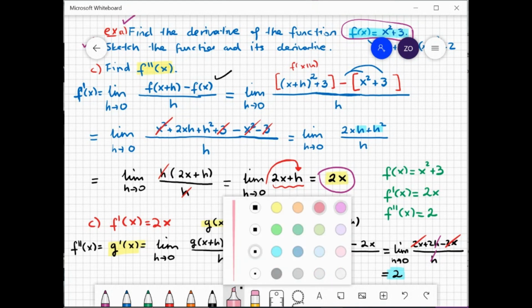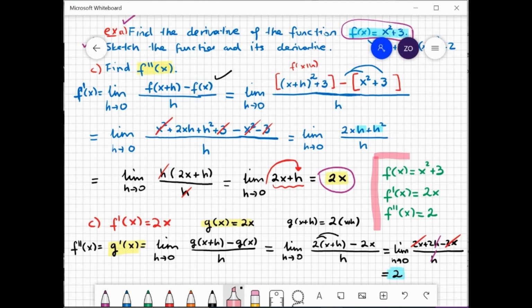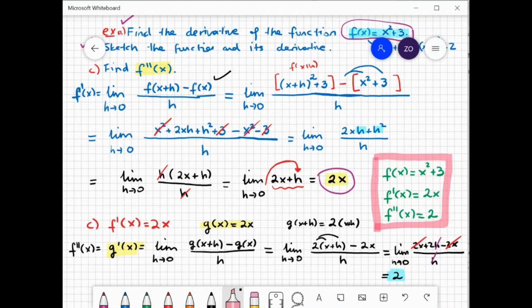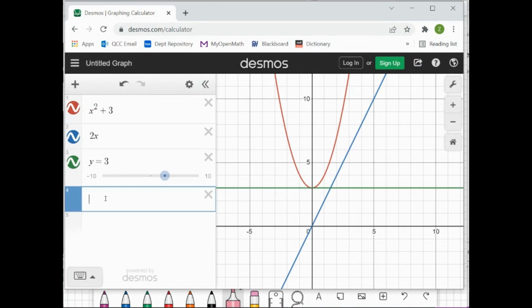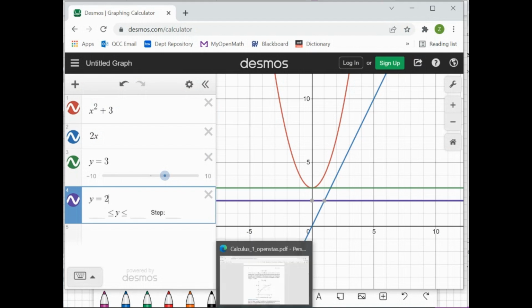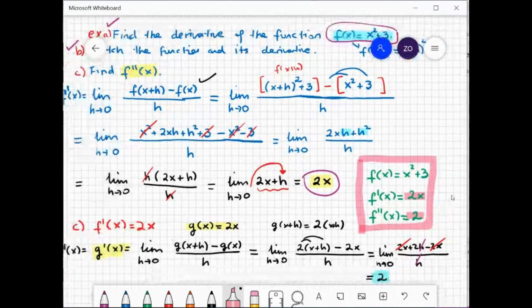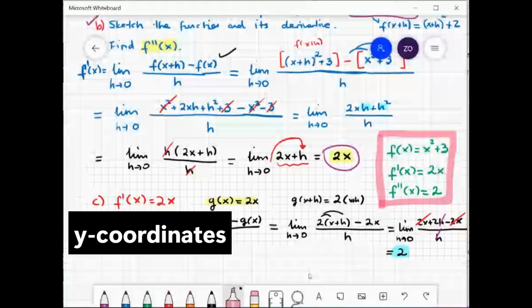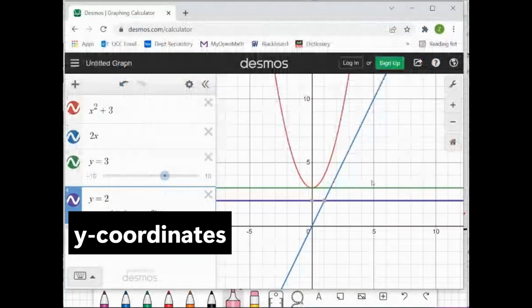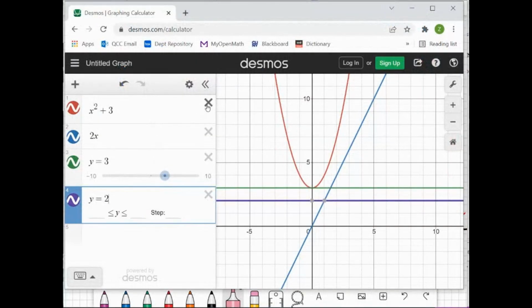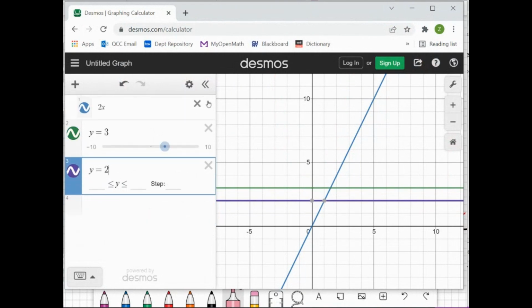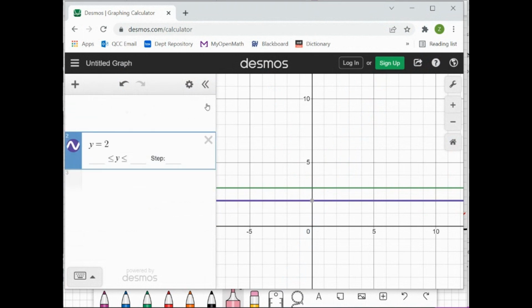Okay, so let me highlight these and let's graph both. And we would like to also graph the constant function 2, y equals 2. So this is what we found. We found that the second derivative is 2. So let's just graph it. The only thing is I will just get rid of the original graph so that we don't have lots of things around.